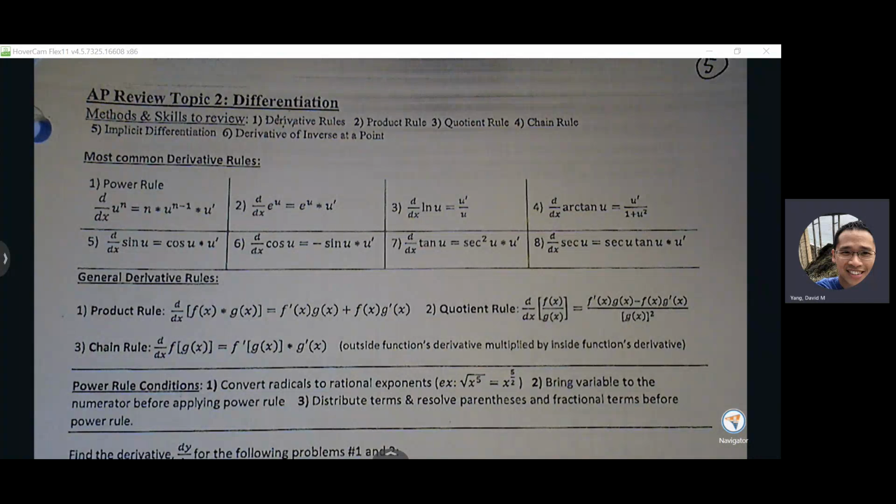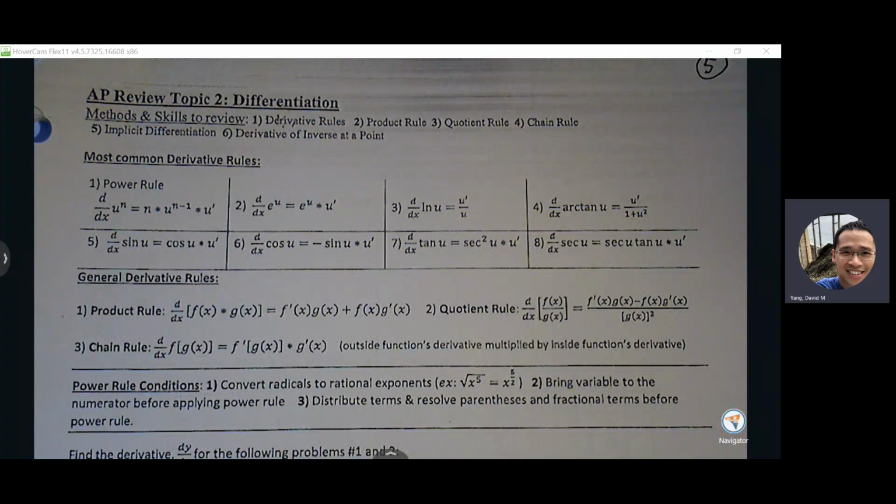I say the big 3 are power rule, e to the u, and natural log. These are guaranteed. There's no AP exam without these 3 rules showing up. And then the other common ones are tangent of u, sine and cosine, tangents, and secants. Those are the most common ones. Sine and cosine are the ones you're almost guaranteed to see on the AP exam as well. Product rule, quotient rule, and chain rule.